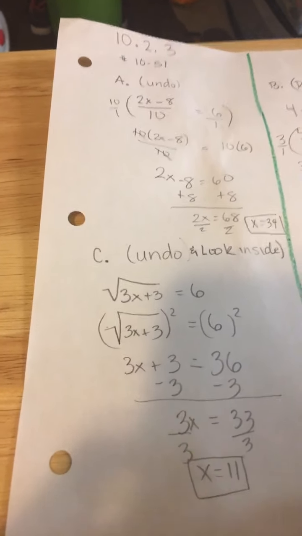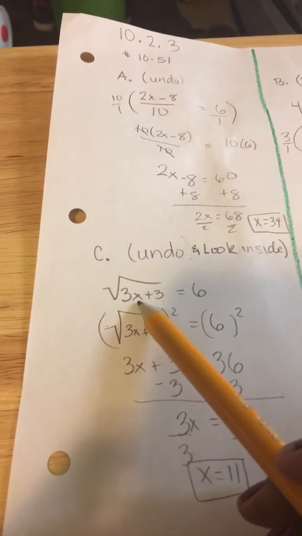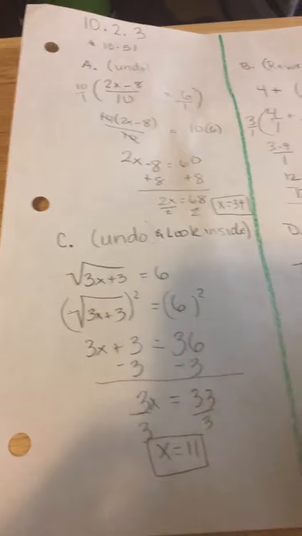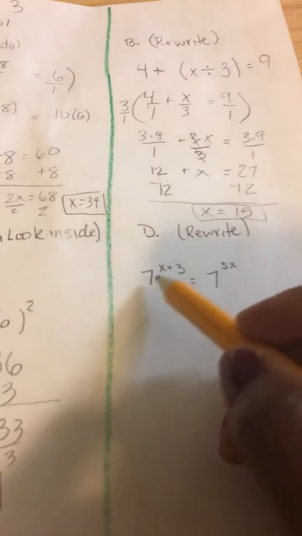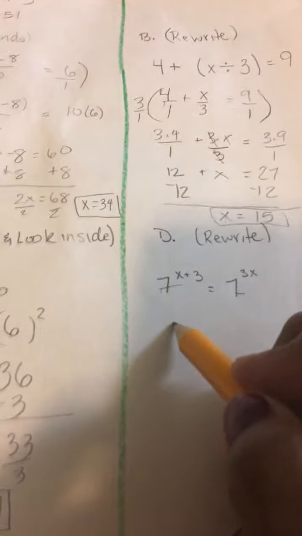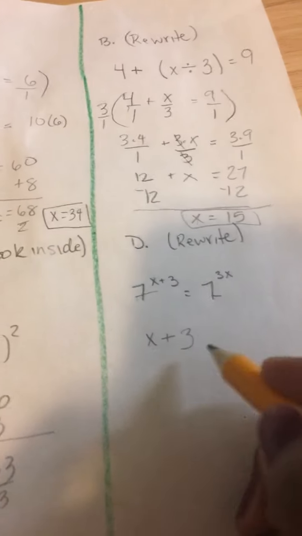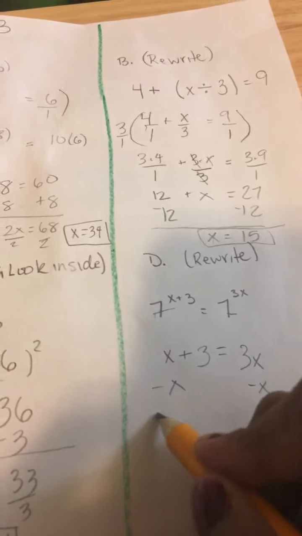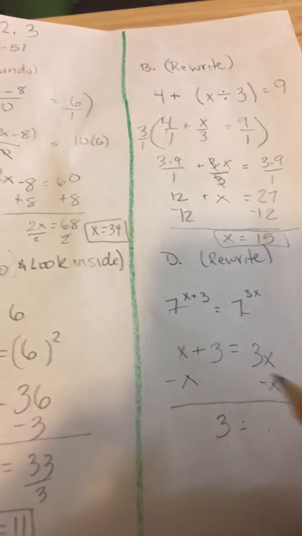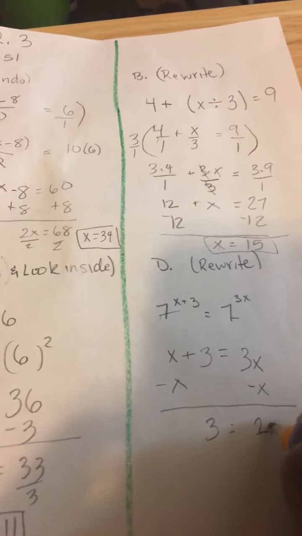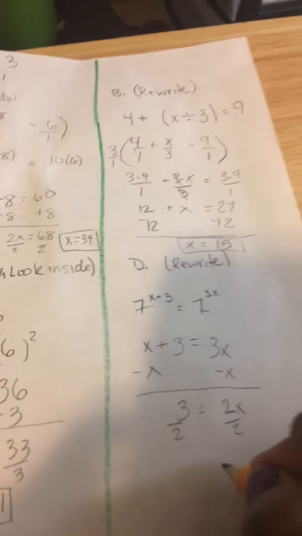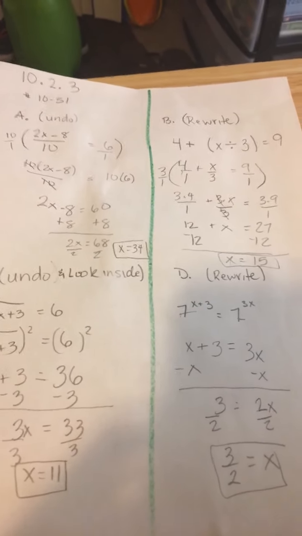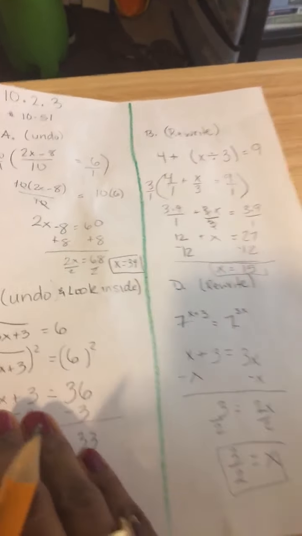Do you want to use some mental math? So if we put 11 here, 3 times 11 is 33, plus 3, that's 36. The square root of 36 is 6. Yay, it checks out. Over here, I'm going to rewrite it. They have the same bases, so I'm just going to cross out those bases and write x plus 3 equals 3x. I'm going to take out x from both sides. I get 3 equals 2x. Divide by 2. And we get 3 halves, or 1 and a half, however you want to write it. And I'll be honest with you, I'm not going to check this one. Let's go on.